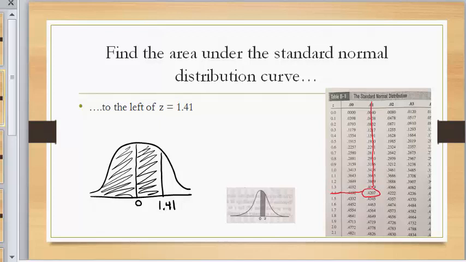Now again, it's important to remember that when you use the table to look up an area, you are finding the area between 0 and the number that you looked up. So this 4207 is the area from 0 to the 1.41. So that part of the curve, I'm going to go ahead and write in here 4207. So now I'm left with the question of what is the area of this part?